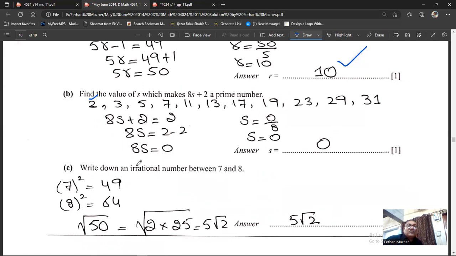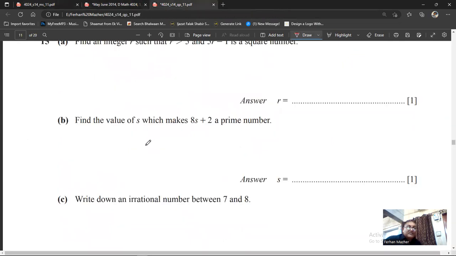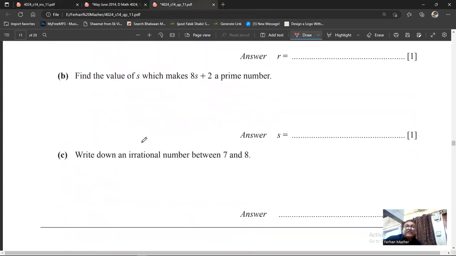Take any other, you will not get the s. Okay, they will be in decimals. So 0 is the right answer. Okay, that was question number 15, B part.